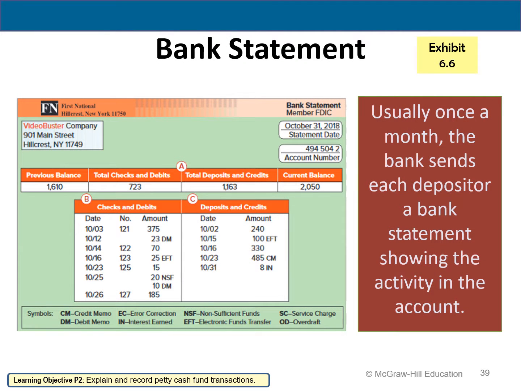Here's an example of a bank statement. So once a month, usually the bank will send each depositor a bank statement showing the activity in the account. And then ultimately that's what's used to reconcile against the accounting records of the cash account.